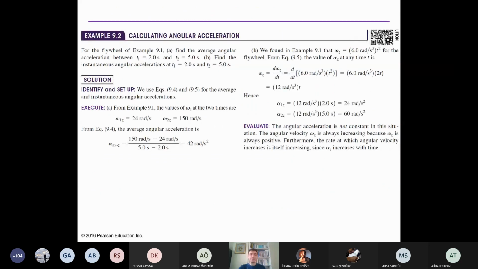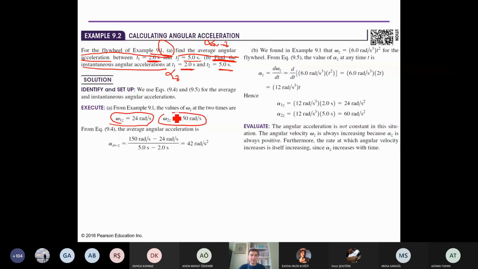Let me finish this example. Example 9.2 from the book, Calculating Angular Acceleration. For the flywheel, which we discussed in example 9.1, find the average angular acceleration between time 2 seconds and 5 seconds, and in part B, find the instantaneous angular accelerations when the time is 2 seconds and 5 seconds. What about the angular velocity? We have already calculated these angular velocities.